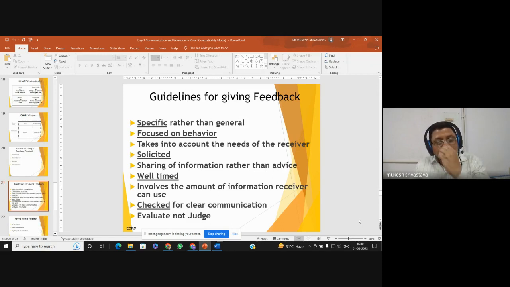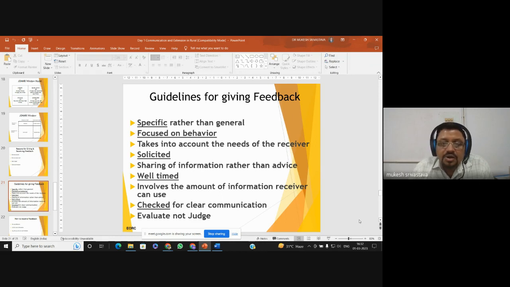Now I will talk about the guidelines on how to give feedback. What are the guidelines for giving feedback? Specific rather than general. I'm talking only about giving feedback. That means if you are talking to some villager, we are doing interpersonal communication with some person. In that case you will talk specifically about his personality, about that specific problem, not a general problem. If you are giving feedback to me, you will talk straightforwardly and specifically about my characteristics and personality. You will not talk in general. So this is the first guideline of giving feedback.